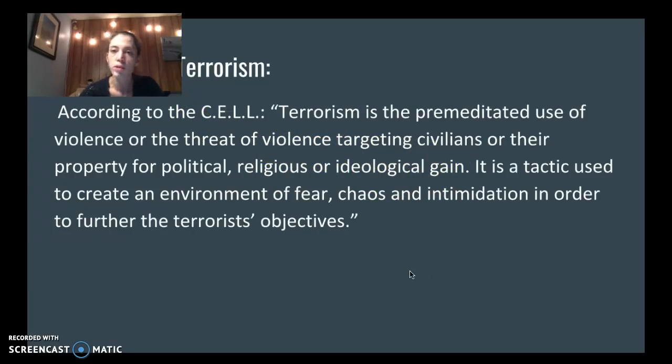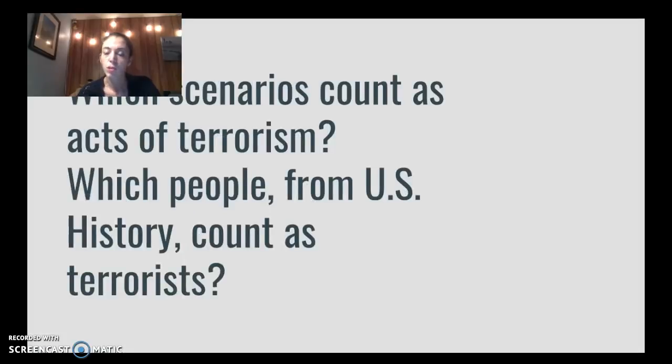So you may want to pause the video to get this definition down, or you can choose to paraphrase it. It's up to you. So we're going to take a look at a few examples or a few scenarios, and we're going to think about which ones of these may count as acts of terrorism and which people from U.S. history count as terrorists according to the definition that we just got.